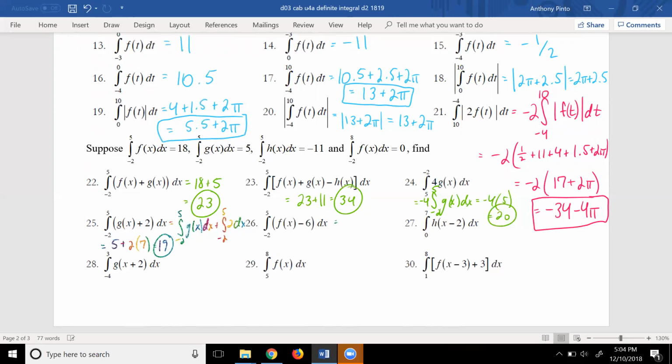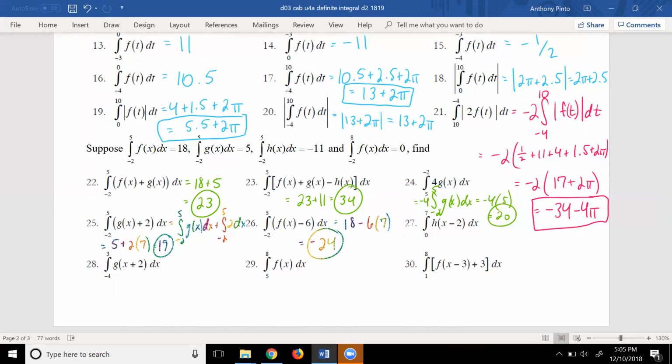All right, same idea with this problem. This is going to be -2 to 5 of f of x, that's 18, minus 6 times the interval, which is 7. So you're basically finding the area underneath the horizontal line, y equals -6 rather. And we get 18 minus 42, which is equal to -24.